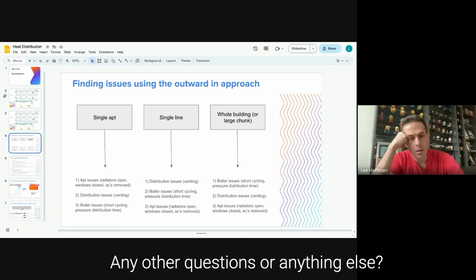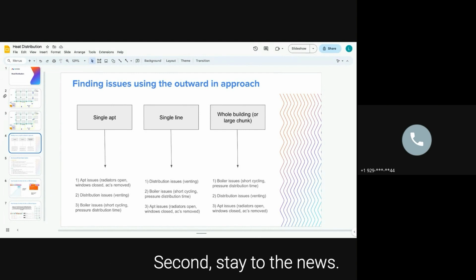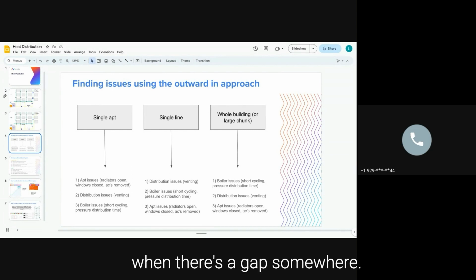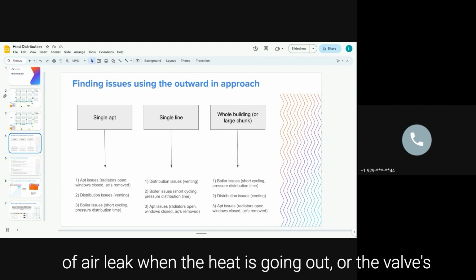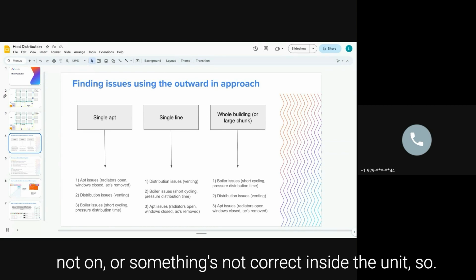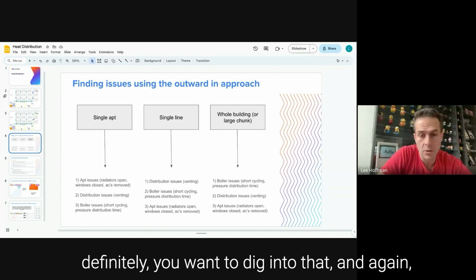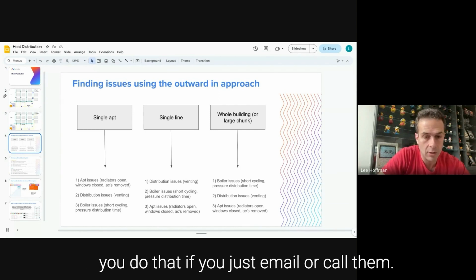Any other questions or anything else anybody wants to cover today? No, this was very helpful, so I can explain to the tenants. They say I'm too cold, but the building's at temperature. I was like, well, that's the building, not my apartment. That means something's got to be wrong inside the apartment: dressing too lightly, too light layers of clothing, an open window, or there's a gap somewhere, either by the window or a PTAC unit, some type of air leak where the heat is going out, or the valves are not on, or something's not correct inside the unit. Yeah, you definitely want to dig into that. And again, our support team are happy to help you do that if you just email or call them.